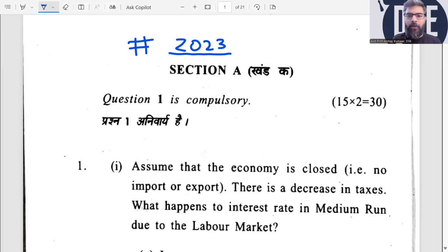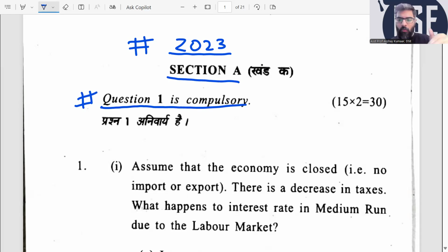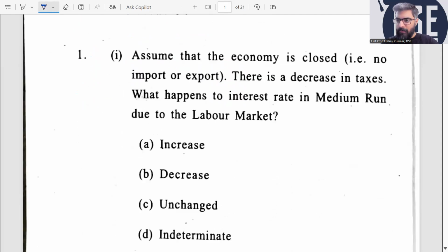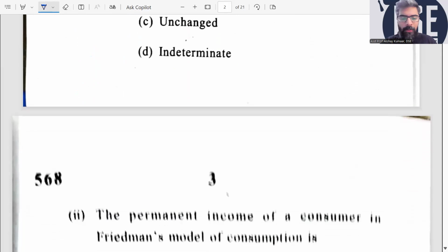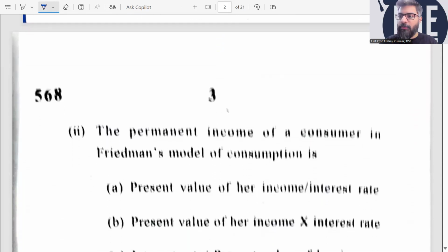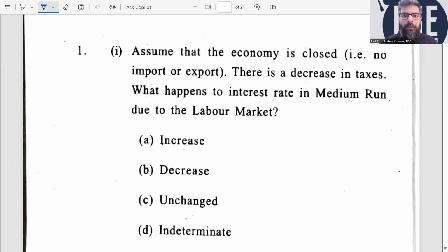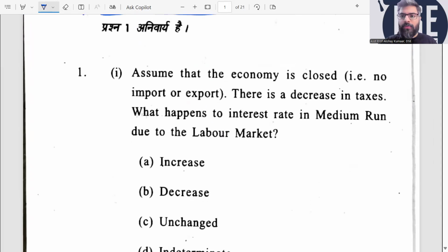In this lecture, I'm going to start the discussion with section A. In section A, students can see that question 1 is a compulsory question, where question 1 is all the MCQs. If I scroll down, students can see that these are all the MCQs which have come up from the topics in the Intermediate Macroeconomics Part 1. So if I scroll up, let's start with the discussion of these MCQs one by one.